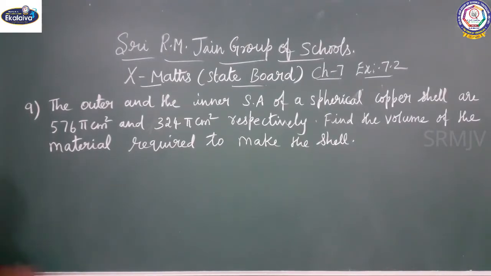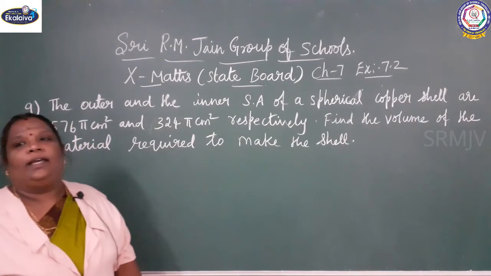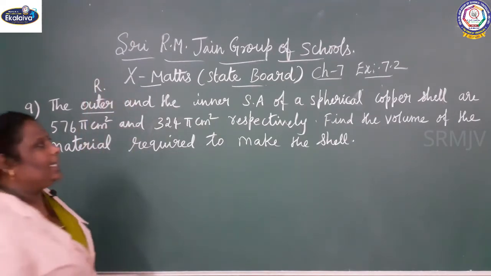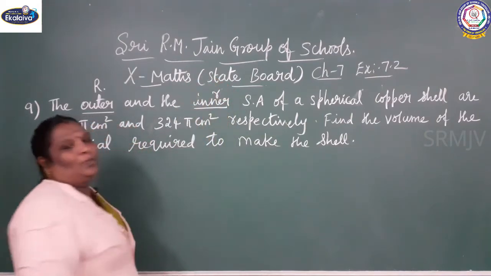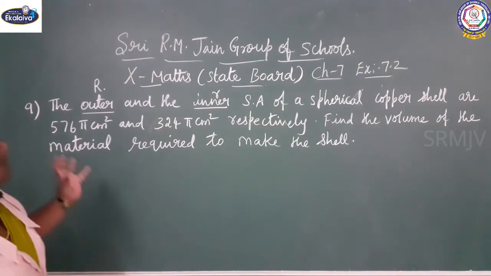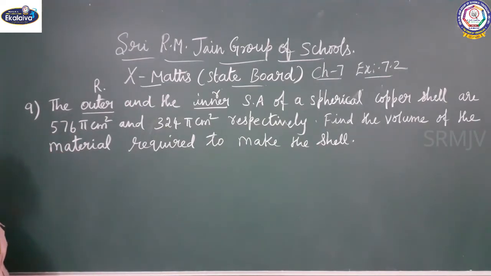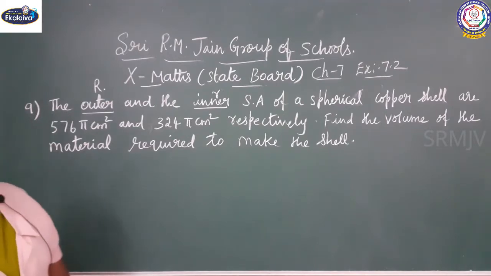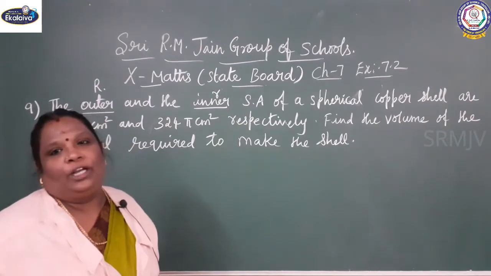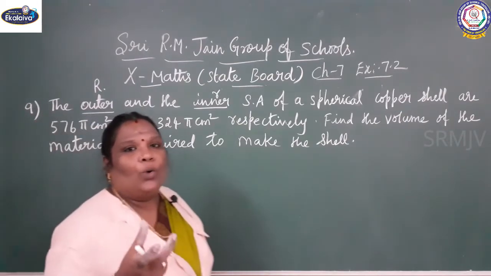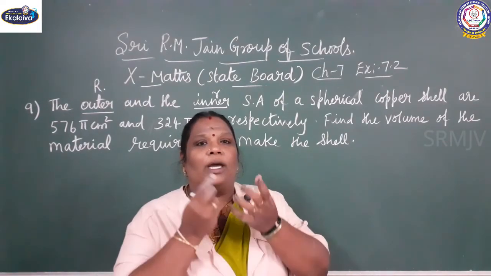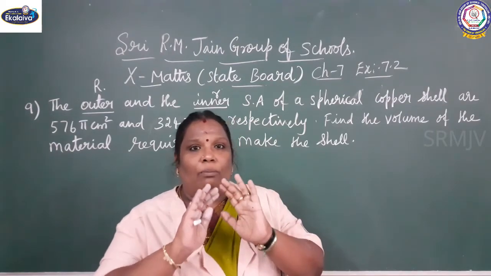See the ninth sum. The outer and the inner surface area. Outer is mentioned as capital R and inner means inner radius is small r. The surface areas of a spherical copper shell are 576 pi centimeter square and 324 pi centimeter square respectively. Find the volume of the material required to make the shell. See, because outer and inner two surface areas are there, outer surface area, you can imagine a shell, you can imagine a bowl like this.